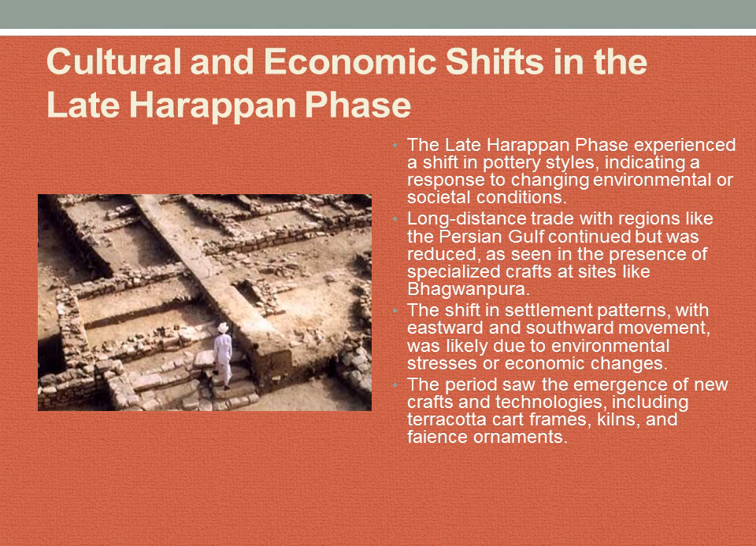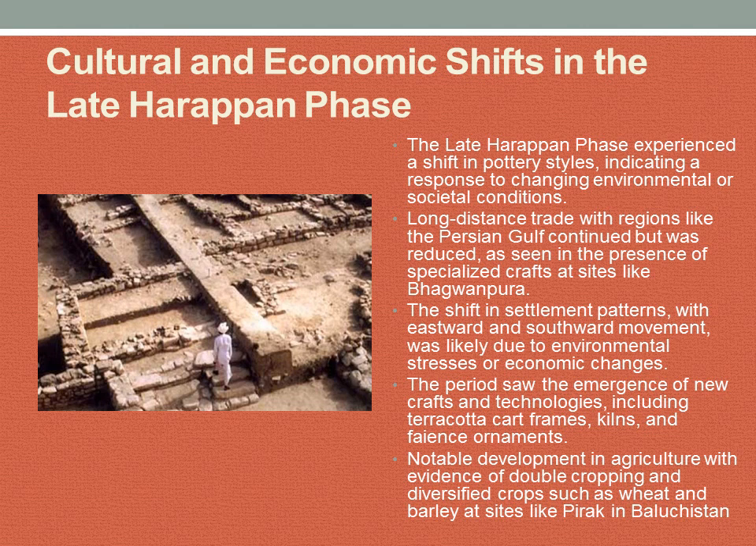The period saw the emergence of new crafts and technologies that included terracotta cart frames, kilns and faience ornaments. So there was new craft technology in the form of terracotta cart frames, kilns and faience ornaments. A notable development in agriculture during the late Harappan phase was evidence of double cropping, and in the sites of Baluchistan we find double cropping and diversified crops such as wheat and barley at sites like Pirak, which is again situated in Baluchistan. So new systems in agriculture were introduced during the late Harappan phase. So it cannot be said that Indus Valley people had decreased in their technological infrastructure, but the technology and every kind of cultural aspect changed during the late Harappan phase.